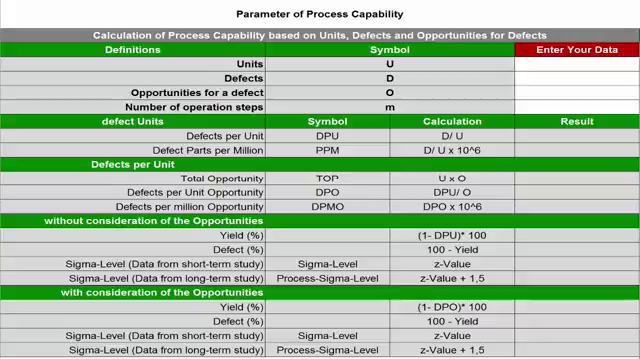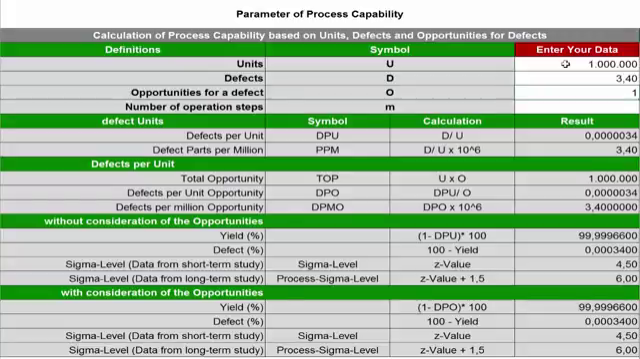To make it easy for you, I included the tool process capability, and I will show you how to calculate the process capability with different types of data. If your data are nominally scaled, and if you know the number of units and defects, then you can calculate the yield, the defects per unit, DPU, the defective parts per million, ppm, and the sigma level.